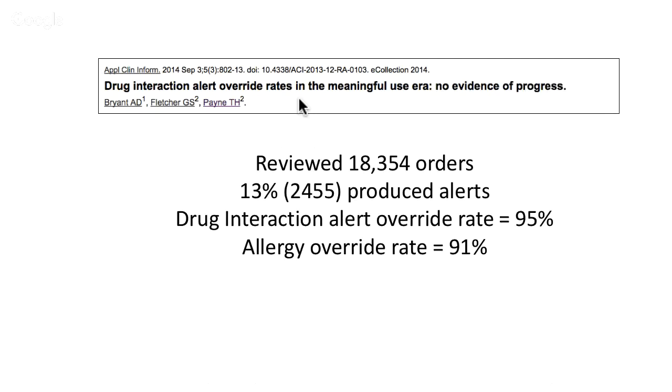They looked at 18,000 orders. The number that produced alerts was now up to 13%. The override rate for interactions was 95%. It was 86% last time. And the allergy override rate is 91%, up from 69% last time. So a decade later, 10 commandments dropped from Mount Sinai later, it got worse. The problem of alert overrides, disregard of the alerts, went up.